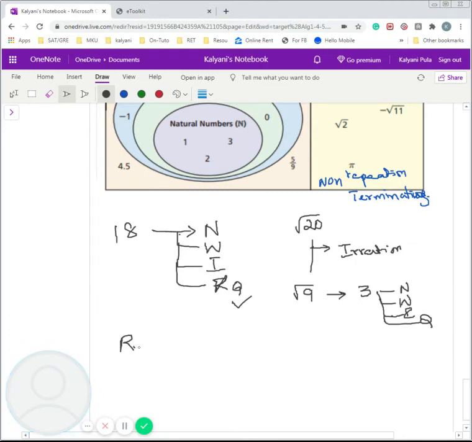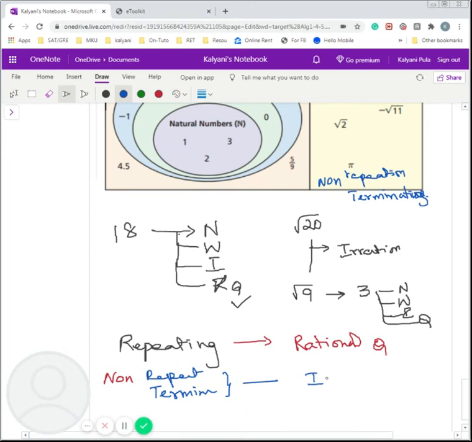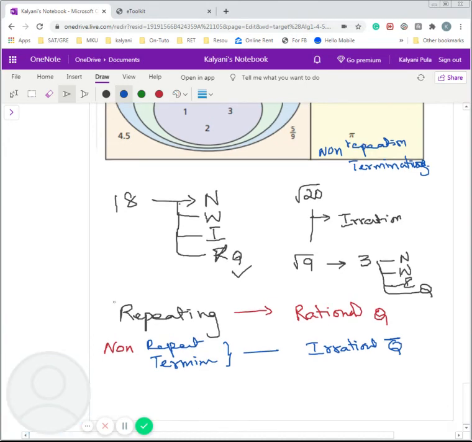Okay, I'm going to write it. Repeating, it's rational, it's Q. And non-repeating and non-terminating, I mean, it never stops. That's irrational. And normally they use a Q with a bar on top. It's a symbol for that. That's irrational. Excellent. Good notes. Let's see next.